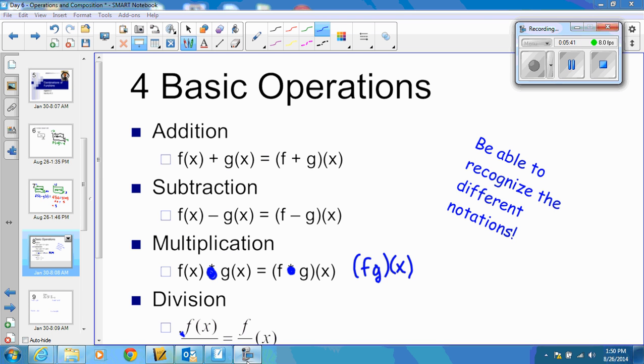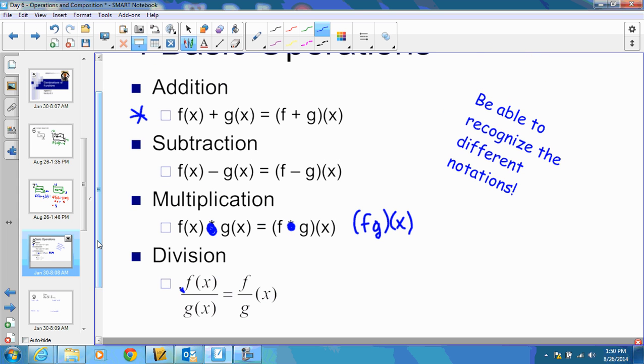So your basic operations, here's the notation that you should write down. We have addition, subtraction, multiplication, and division. So here are 4 different ways that you can combine functions together. And with the function machine notation, I hope it kind of makes more sense.